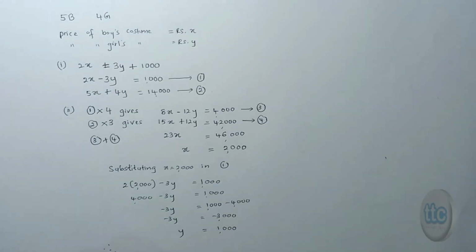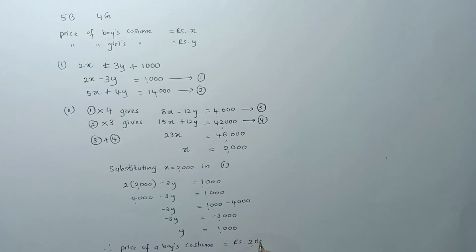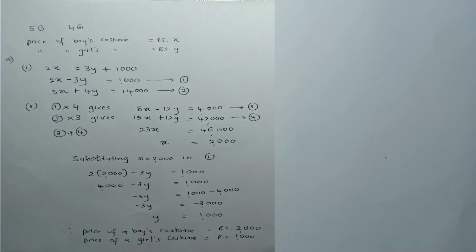Therefore, the price of a boy's costume equals 2000 rupees. Price of a girl's costume equals 1000 rupees. This is the answer for part 2.